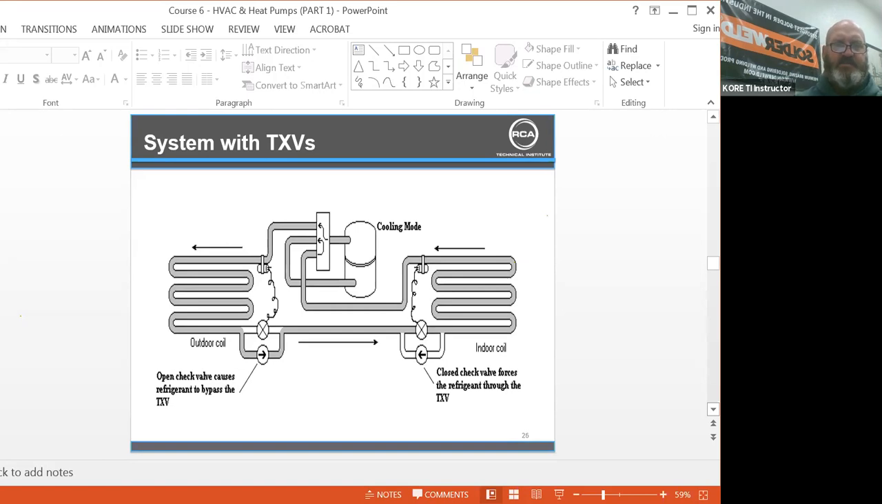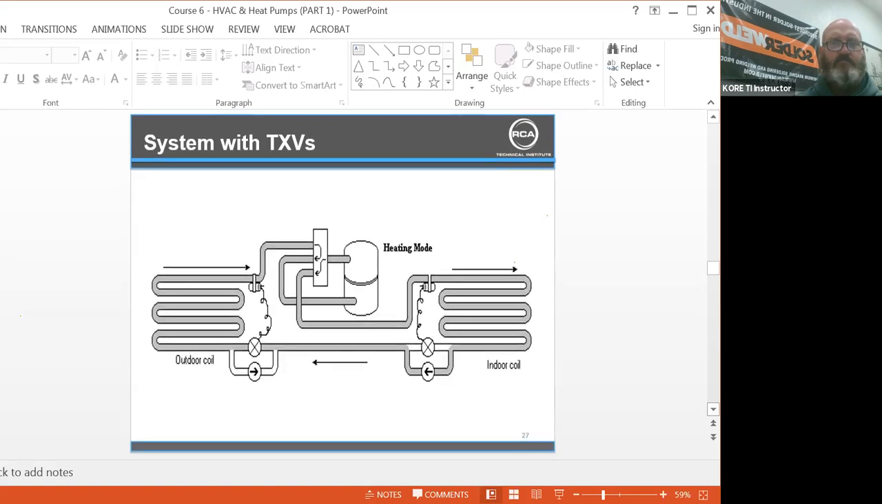Systems with TXVs. You can see right here in a cooling mode, hot gas, outdoor coil, here's your TXV, here's your checks. Same thing, here's another check. Back through, your bulb placement, back to your reversing valve. Systems with TXVs, again, here's your check valves. This is a basic diagram, but this is still pretty close. Here's your check valves.